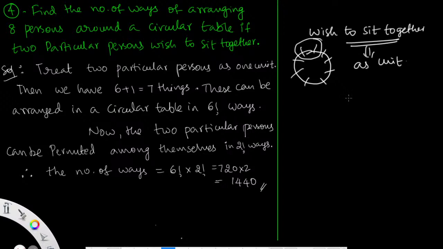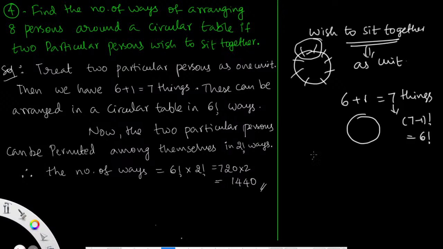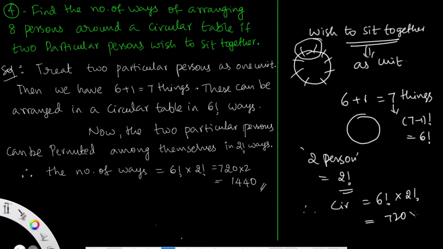So of the total 8 persons, 6 persons plus the 2 as one unit, we get 7 things. These 7 things can be arranged in a circular way in 7 minus 1 factorial, that is 6 factorial ways. Now the one unit has two particular persons who make a bundle, so they can be arranged in 2 factorial ways. Therefore the number of circular permutations is 6 factorial into 2 factorial ways. That is 720 into 2, which is 1440 ways.